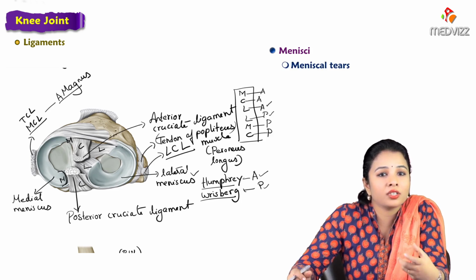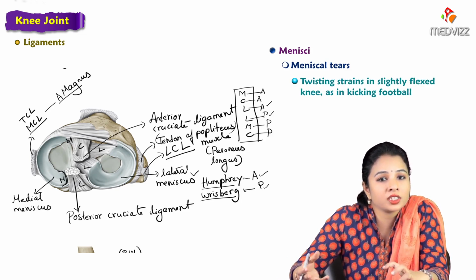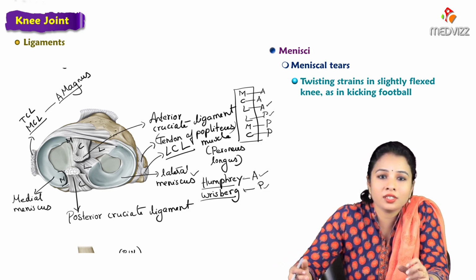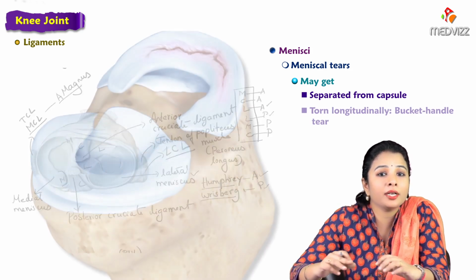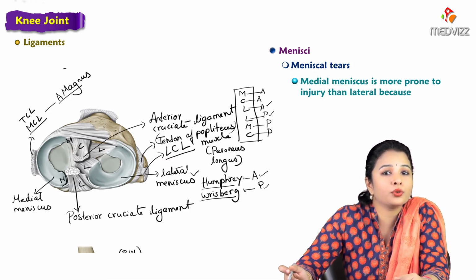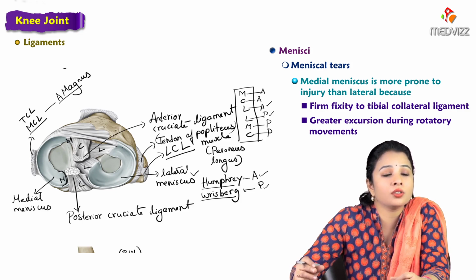Now let us discuss these meniscal tears. Injuries of the menisci are commonly caused by twisting strains on a slightly flexed knee or in kicking a football. So all these are reasons for meniscal tears. The meniscus may get separated from the capsule or it may be torn longitudinally, called a bucket handle tear, or transversely. The medial meniscus is more prone to injury than the lateral because of its firm fixity, being more firmly attached to the tibial collateral ligament, and greater exertion during rotatory movements.